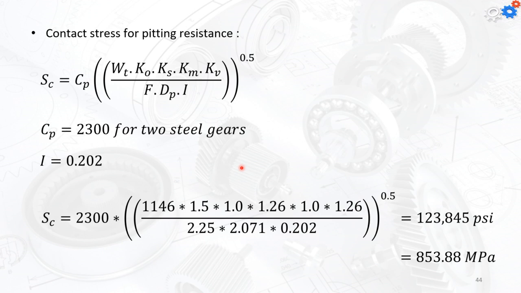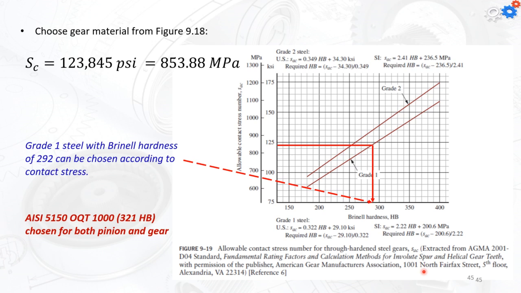Once again, we can check the hardness for the steel by using the contact stress, and compare which one is going to be the governing stress. From prejudgment, I can tell that the previous one was 200 megapascal and this one is 853. So definitely the contact stress is going to be the governing stress for these gears. We choose the material according to that amount of stress, which is 850 megapascal, or almost 124 ksi, just a little bit less than 125. We intersect with the grade 1, and we find that the hardness is going to be about 292 or 290.